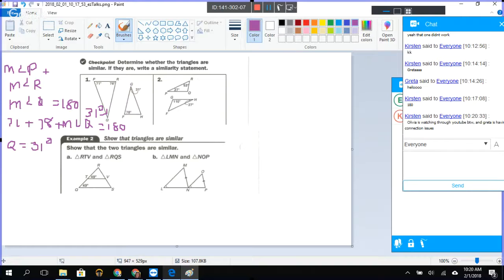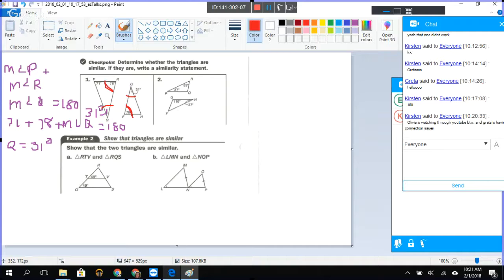Okay, so we have Q, right? Angle Q is congruent to angle G, and angle R is congruent to angle F. That should be two lines there.